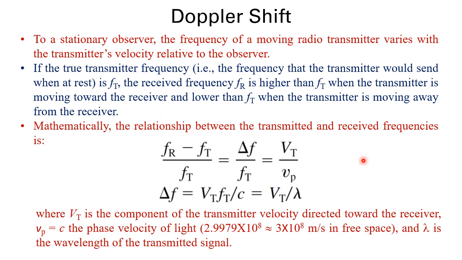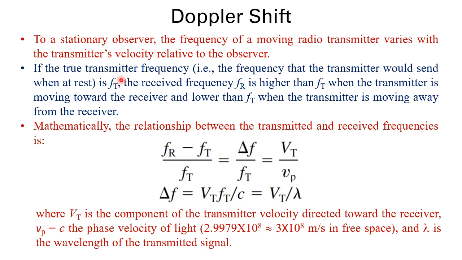We have another phenomenon called the Doppler shift. Doppler shift is very common for satellite communication. To a stationary observer, the frequency of a moving radio transmitter varies with the transmitter's velocity relative to the observer. That means the frequency is dependent on the relative velocity between transmitter and receiver.